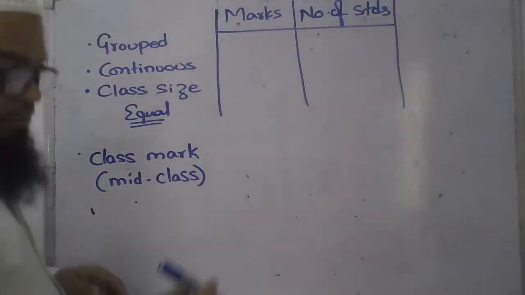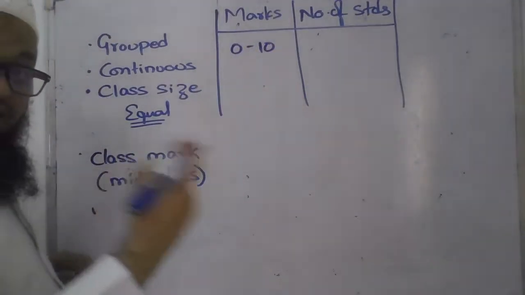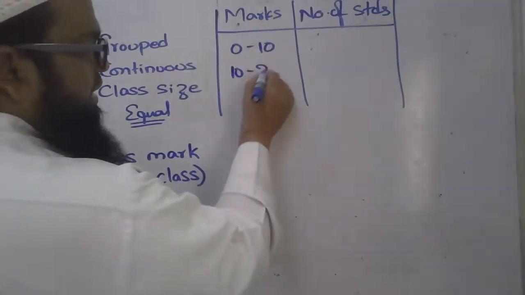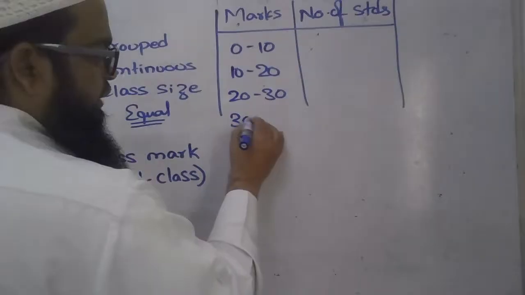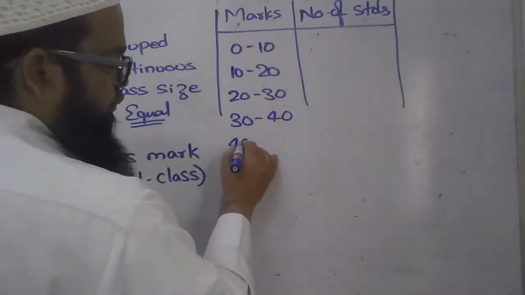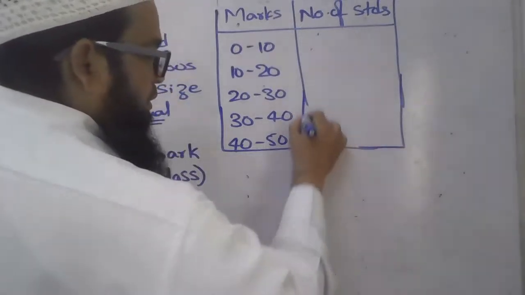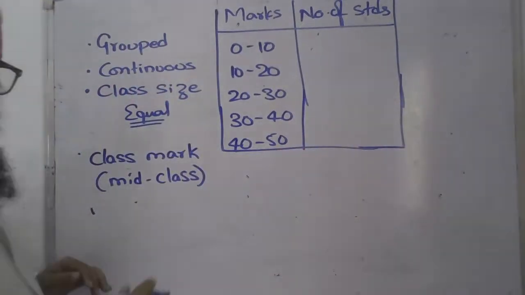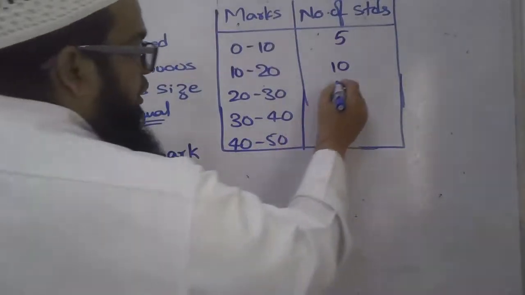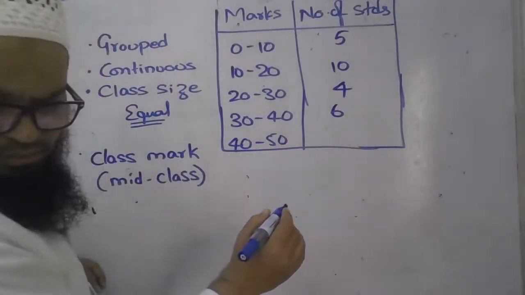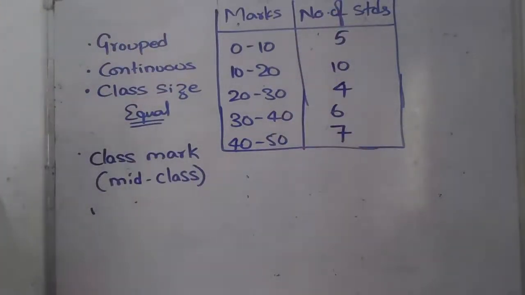So let us take the data from 0 to 10. I will take another data also. Please listen carefully. This is very, very important. And 20 to 30. After that, 30 to 40. And next it is 40 to 50. Now, for 0 to 10, let us take frequencies 5, 10, 4, 6, and 7. Whatever it is. Got it?